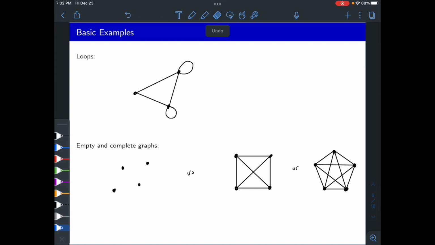It's missing one. Oh, by the way, I've been saying this out loud. Plural of vertex is vertices. So vertices is plural. Vertex is singular.